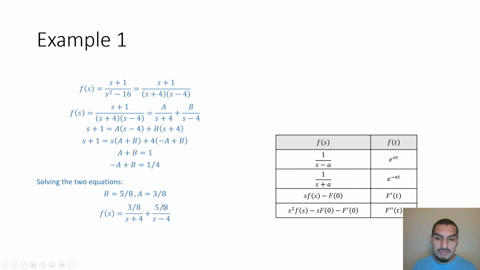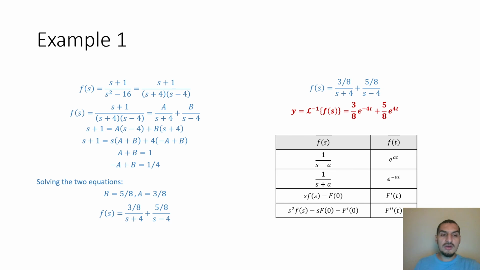Now these are constants, so they're not gonna make any difference with the transform, but this is 1 over s plus 4 and 1 over s minus 4, which are these two cases. So they're gonna be exponential of at and exponential of minus at. So the simple inverse Laplace transform of this is gonna be 3 over 8 exponential of minus 4t plus 5 over 8 multiplied by exponential of 4t. It's very simple and straightforward.